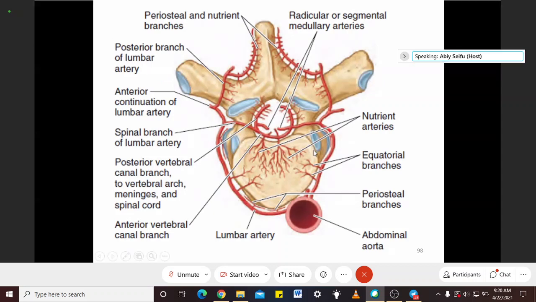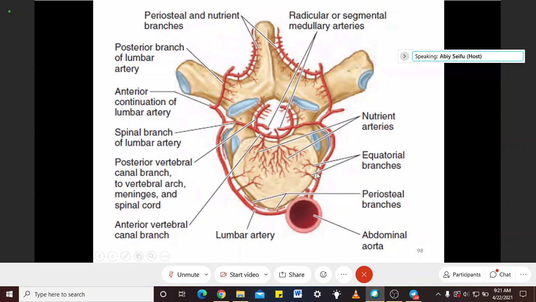Look, this picture shows the arrangements and the patterns of the arteries that supply the vertebral column. There are major arteries which arise from the cervical region, which are the vertebral and ascending cervical arteries. In the thoracic region there is the posterior intercostal artery, as well as the lumbar artery in the abdominal region. Like this one is the abdominal aorta, which gives a lateral branch, which is the lumbar artery.